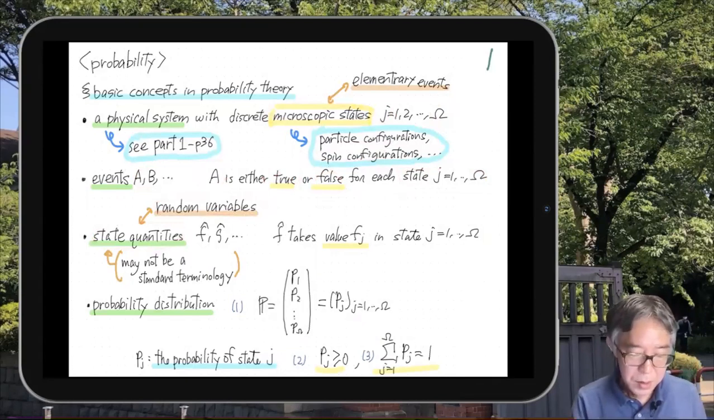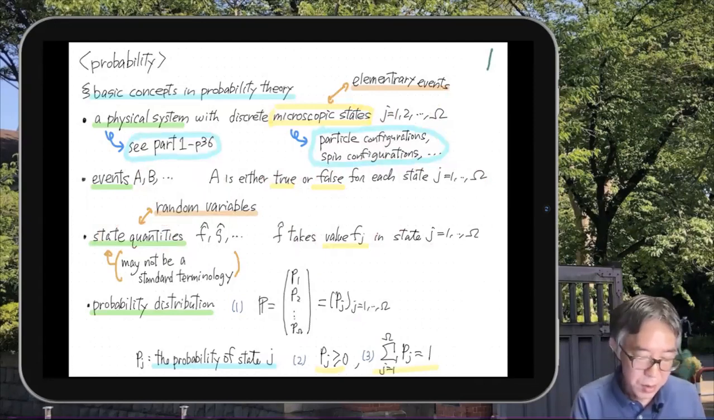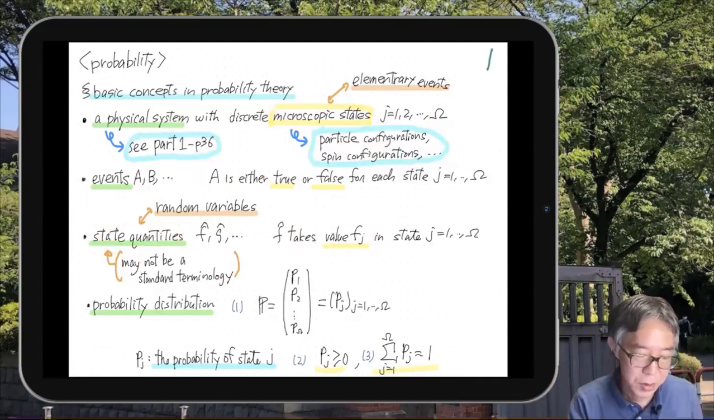And a state quantity F is an object which takes a definite value F_j when you are given a microscopic state j. Actually, state quantity is a terminology used in thermodynamics in a slightly different way. So this may not be a standard terminology, but it is a consistent terminology in this lecture, because we are going to have jump quantities and path quantities, and so on. But anyway, these are the basic state quantities.